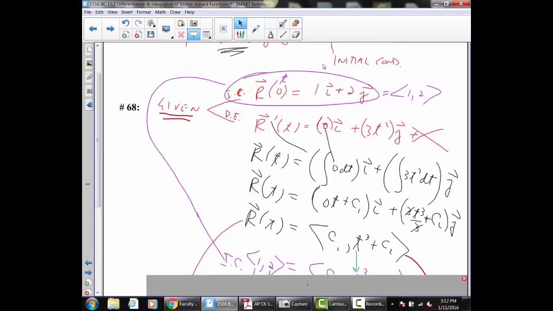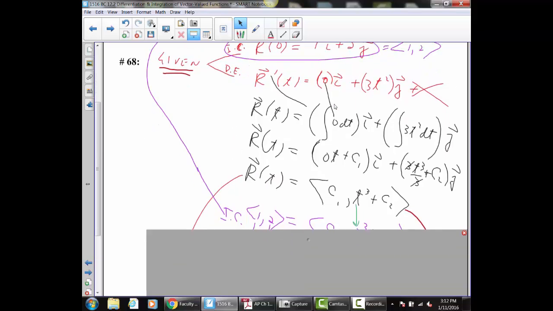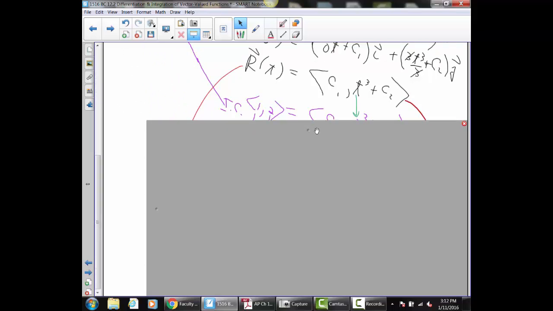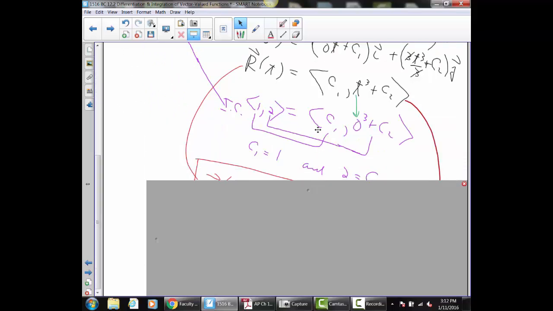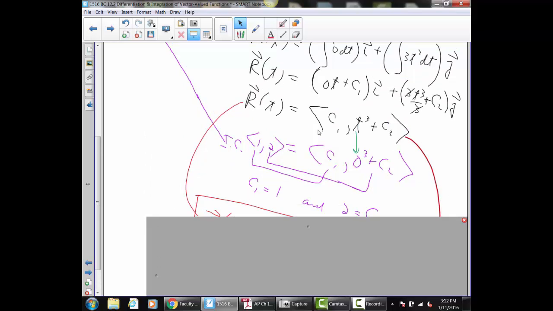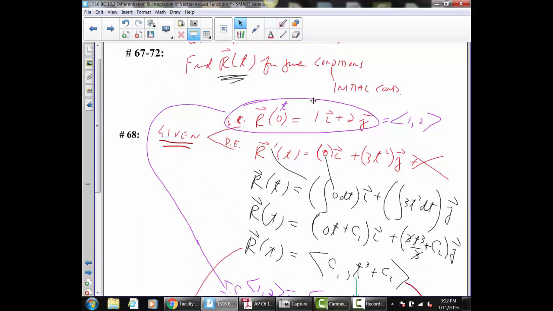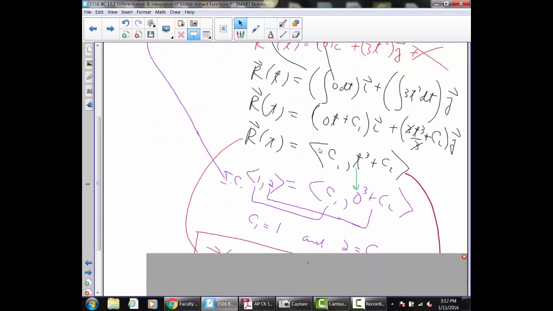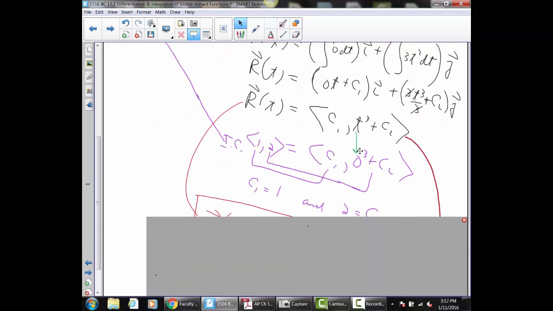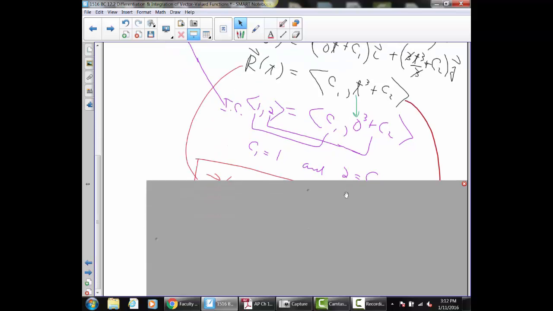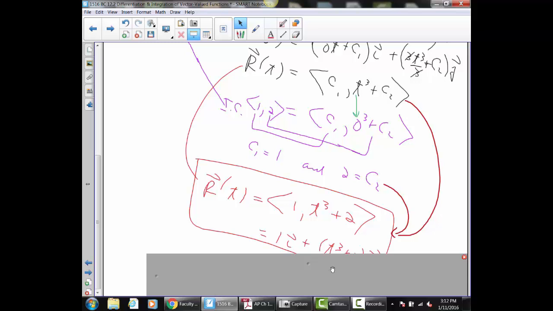Now what we can do is take that initial condition. r of 0 is 1i plus 2j. So I'm going to replace the t by 0, and that'll give me 1i plus 2j, which in component form is 1, 2. Therefore, 1 is equal to c1, and 2 is equal to 0 cubed plus c2. So c1 is 1, and c2 is 2.